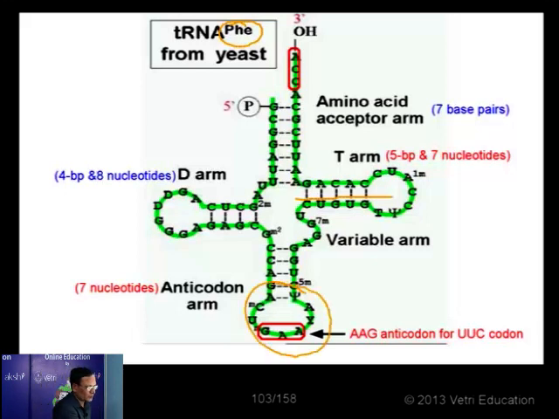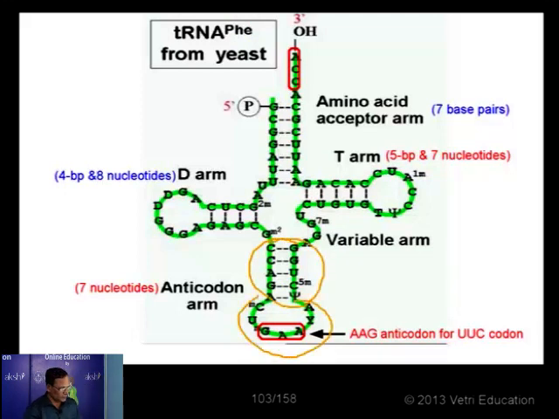So this is the anticodon arm. It is formed of a stem and a loop. In the loop we have 7 nucleotides. In the stem you see 1, 2, 3, 4, 5. It is called a 5 base pair stem because there are 5 base pairs constituting the stem of this anticodon arm, having the loop which contains 7 nucleotides.